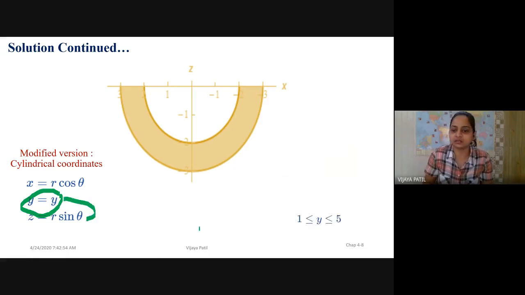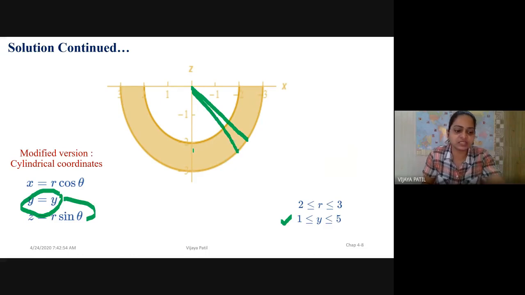And then again we have the restriction that y is moving from 1 to 5. Because we want to have, suppose I'm drawing a ray over here. If I'm drawing the ray over here, which ray do I need to consider? Do I have to consider this part? Oh, sorry.